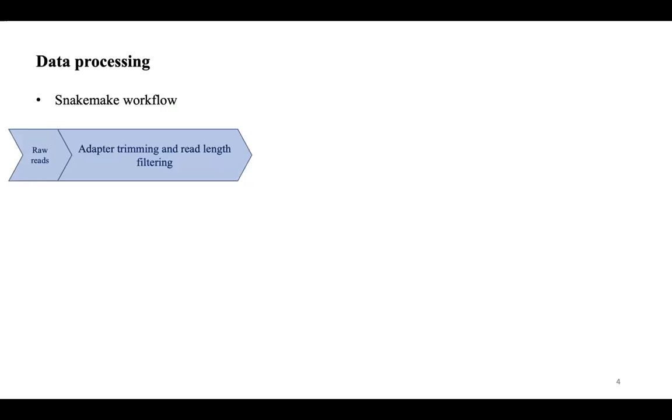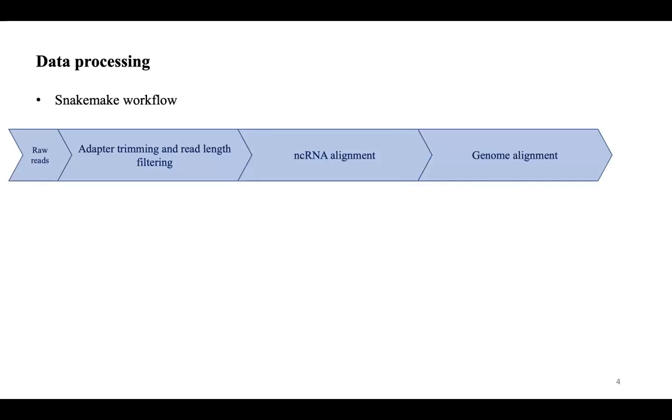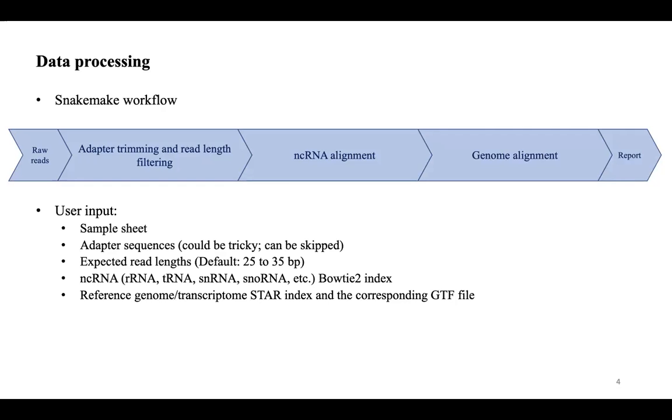Starting from the raw reads, the workflow performs adapter trimming and read length filtering. Then the reads are first aligned to non-coding RNAs to eliminate some contaminations. And the remaining reads will be aligned to the reference genome and transcriptome. And finally, we'll also generate a summary report. In this process, we need some user input files and parameters, and most of them only need to be set up once for the same species.